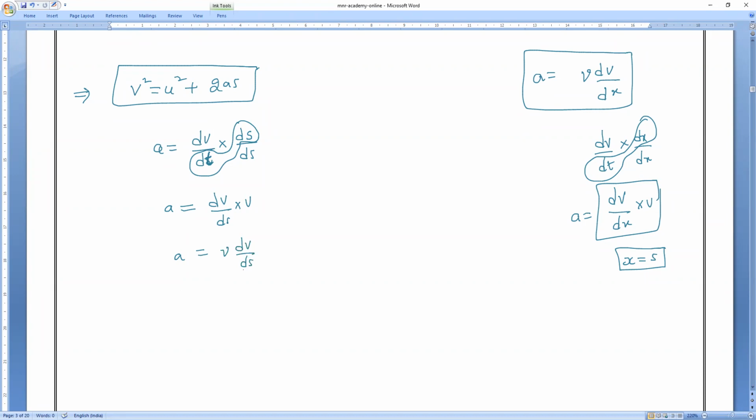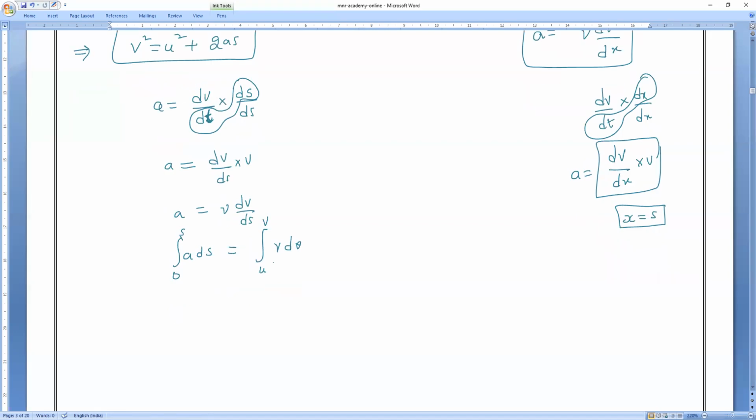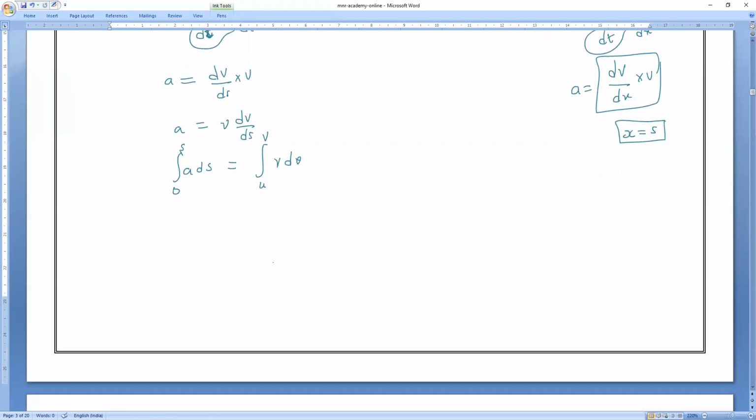Now ds is in division, so it will come to this side and become multiplication. So a ds is equal to the integration of v dv. What are the limits for s? For ds, 0 to s. For dv, velocity, what are the limits? u to v.